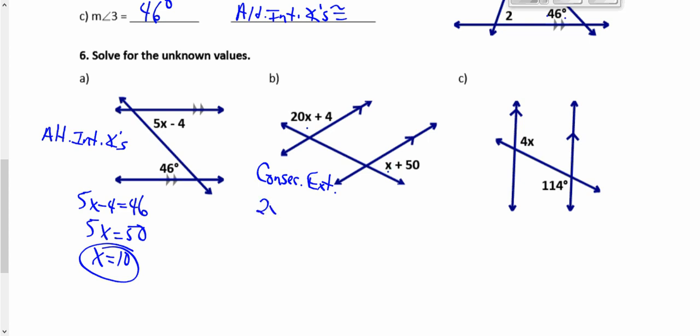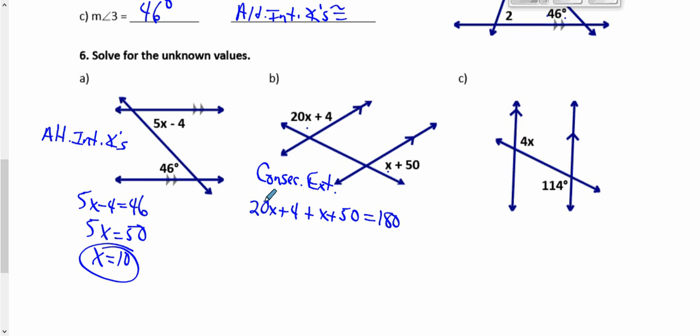20x plus 4 plus x plus 50 equals 180. I know some of you probably wrote 2x or 20x. Whoops, should be a 20 there. Some of you may have written 20x plus 4 equals x plus 50. You see why that's not the correct equation, right? Because we know that angle pair is supplementary if the lines are parallel.